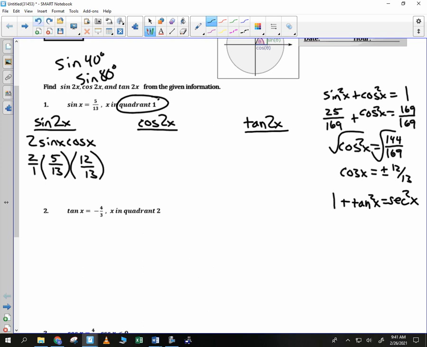Two times 5 is 10, and 10 times 12 is 120. 13 times 13 is 169.